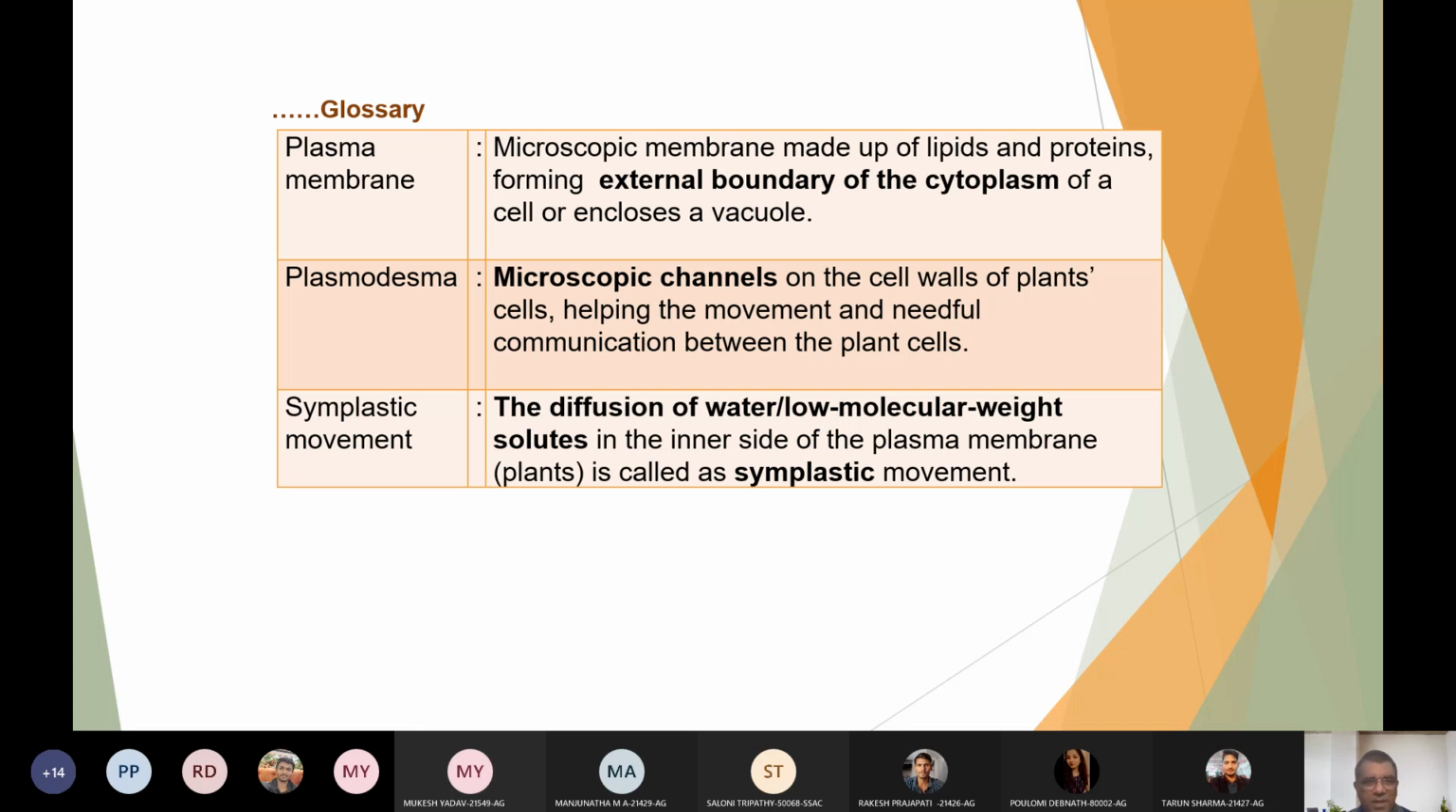Then plasmodesmata. Plasmodesmata are microscopic channels in the cell walls of plant cells, helping movement and needful communication between the plant cells. So from one cell to another cell, it is a passage in the cell wall. Symplastic movement: the diffusion of water or low molecular weight solutes or ions on the inner side of the plasma membrane is called symplastic movement.